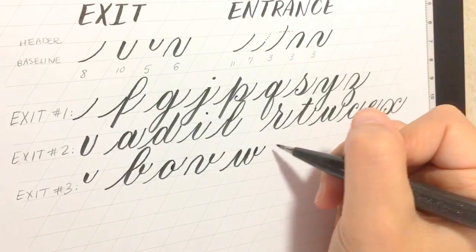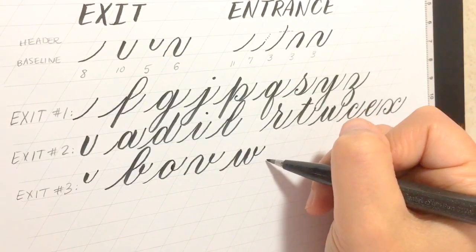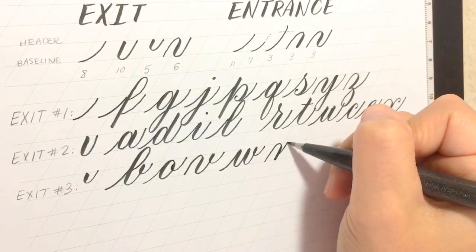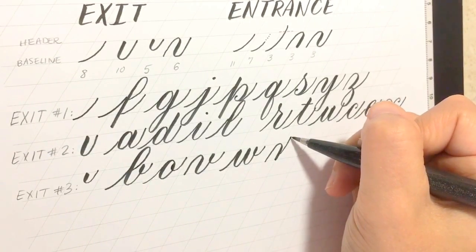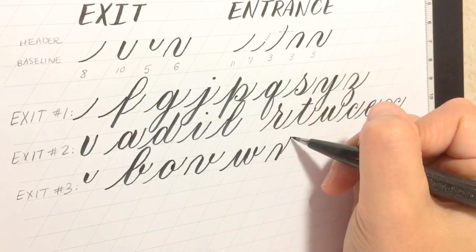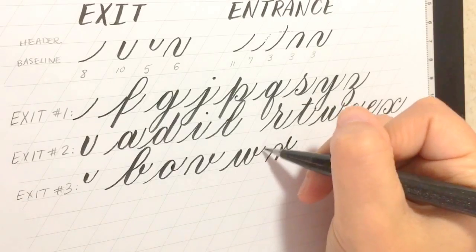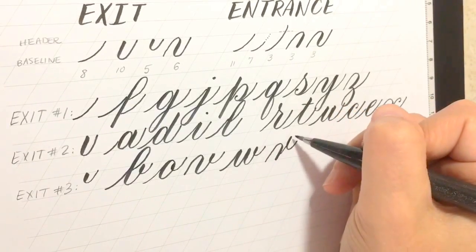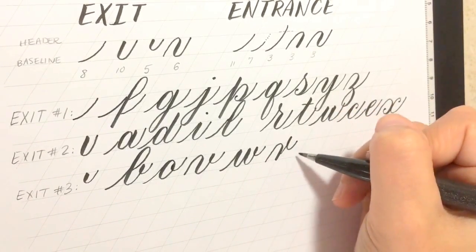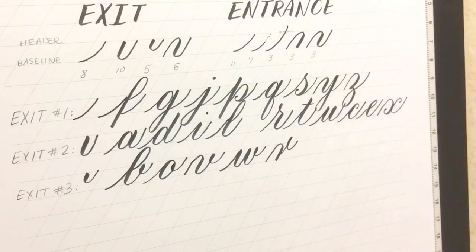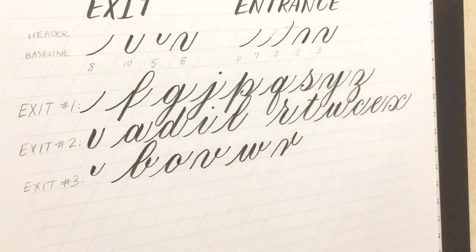And then lastly, I'm going to show you a variation of the letter R that I like to write. Now this final stroke is the same basic shape as this mini underturn, but it starts above the header line. You could also do it starting at the header line. Okay, so those are the letters that exit with that shape.